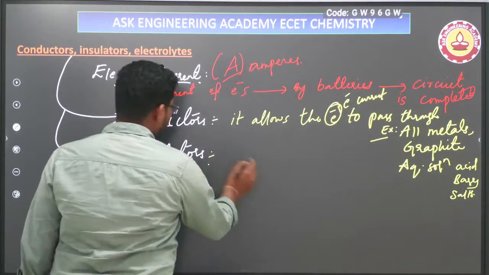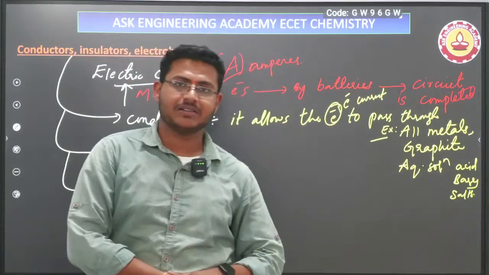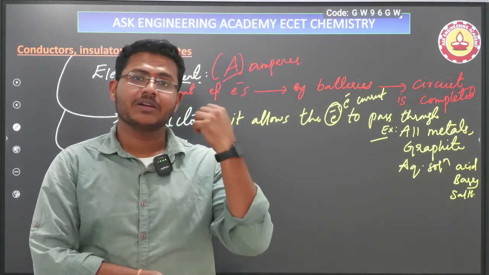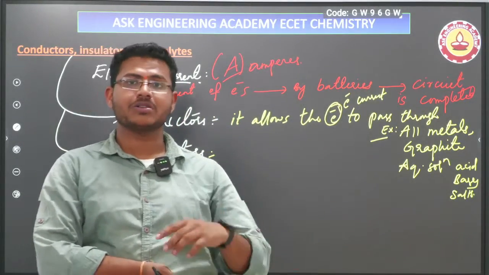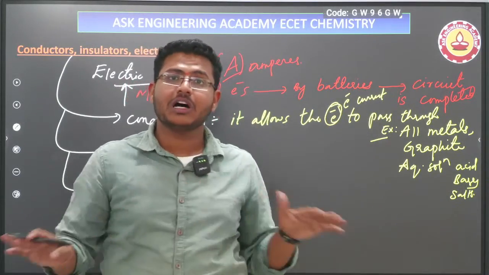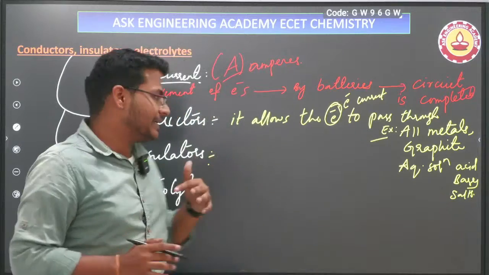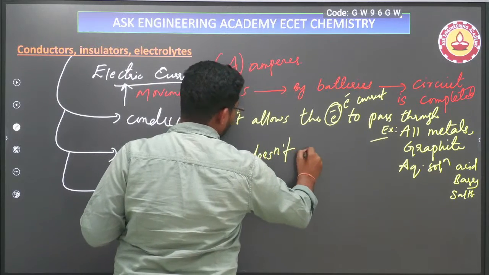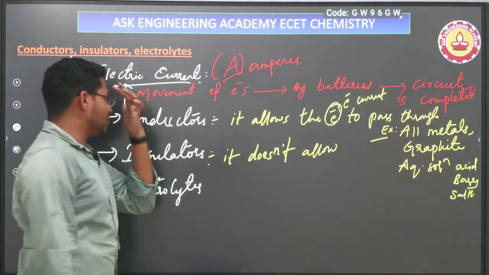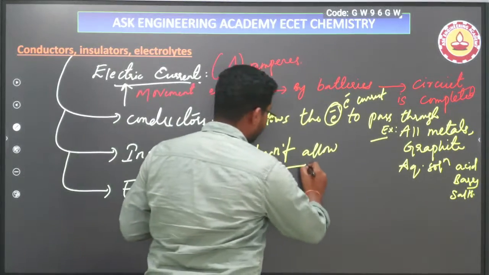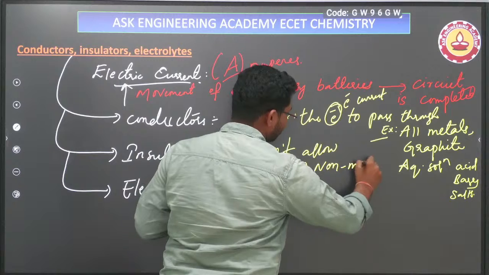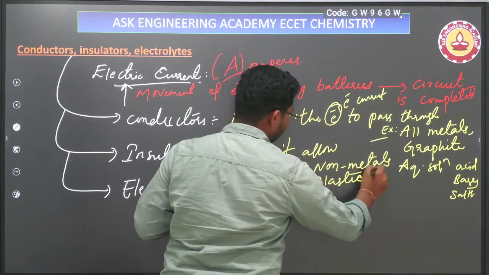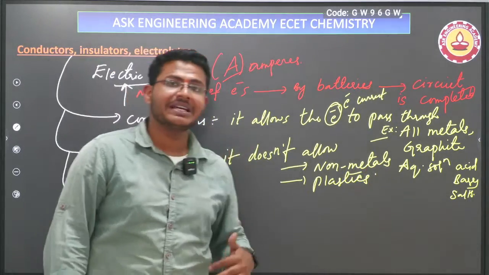Now, insulators. It is the reverse of conductors. Conductors easily pass the electric current. Insulators offer resistance; they act as a barrier for the flow of electrons. So the substances that do not allow current to pass through them are called insulators. The best examples for insulators are non-metals and plastics.